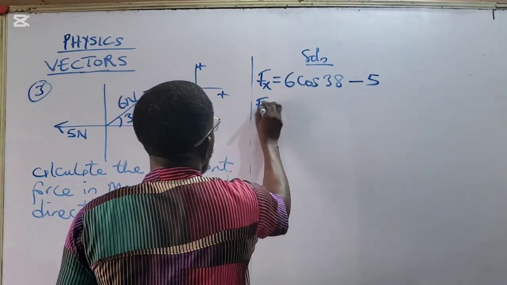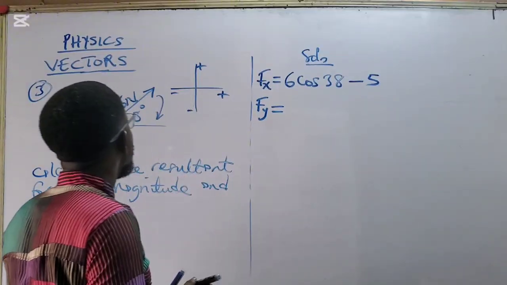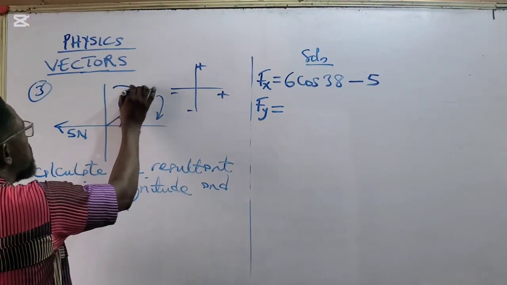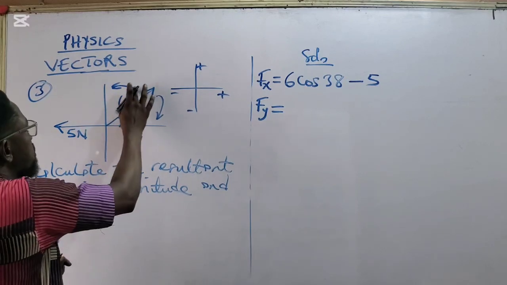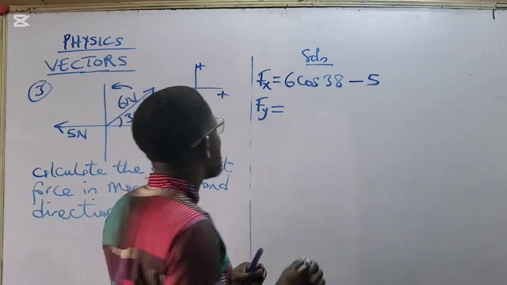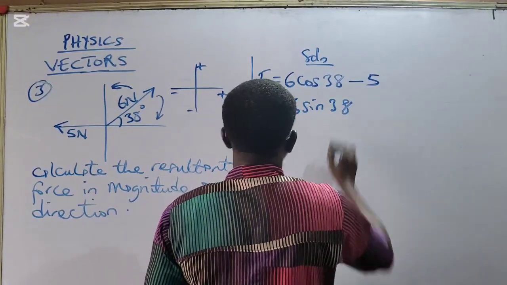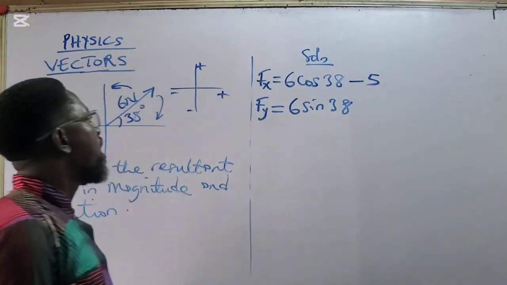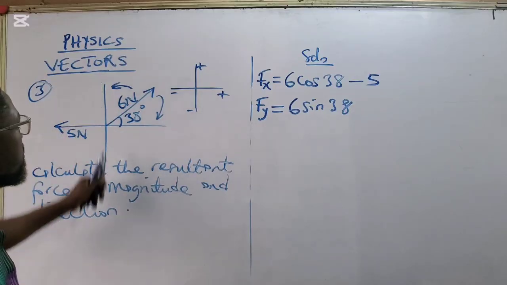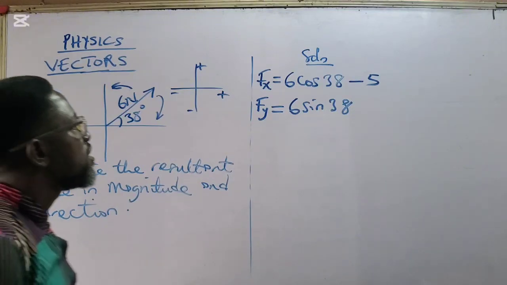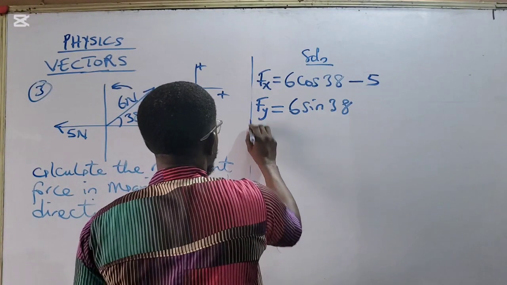Then for the vertical direction Fy, I resolve this force to the vertical direction. So I'll get 6 sine 38. And in that part, there's no other force along that path. So the only force I have in the vertical direction is 6 sine 38. So now we work on that.